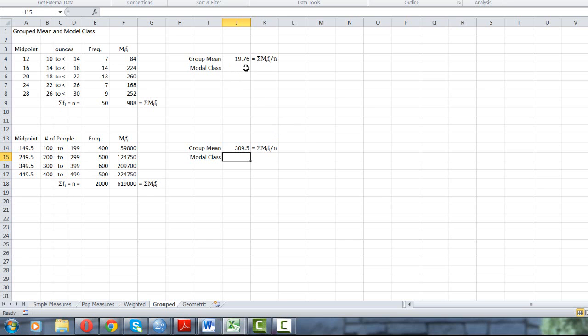Modal class, all I want for that is what's the highest frequency. So in this case, 14 to less than 18. In this case, it would be 300 to 399. That's all you have to do for that. So just whatever is the highest frequency. We're not going to try to estimate what a mode or median is. There are ways to do that, but we won't do that for this class.